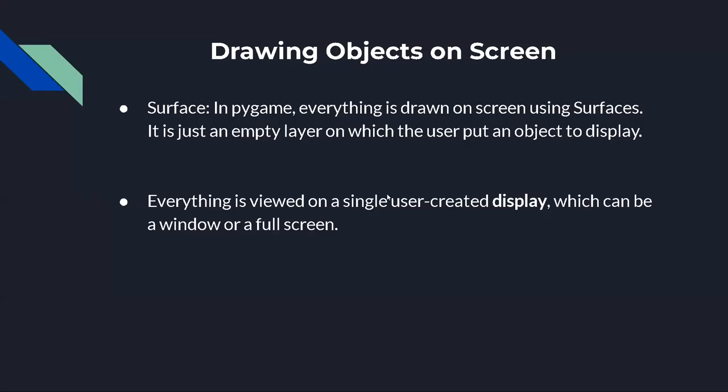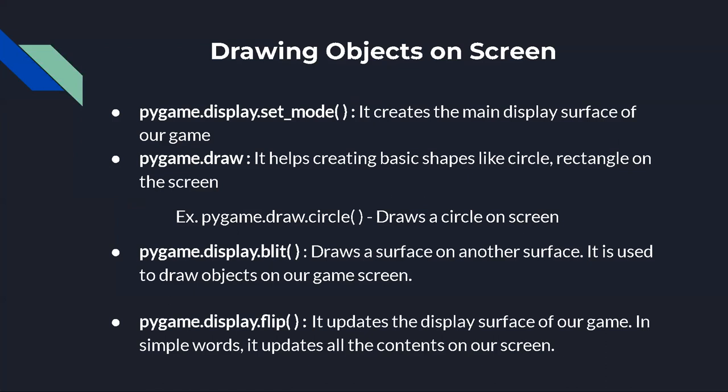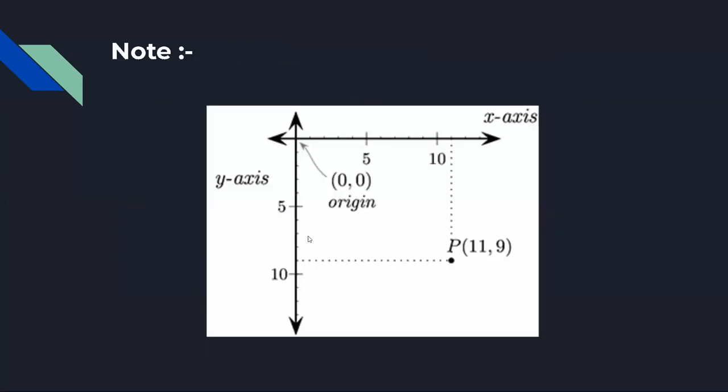So by these functions you can create different types of objects in Python. You can read about the functions I have used in my code. These are the explanations of these functions.